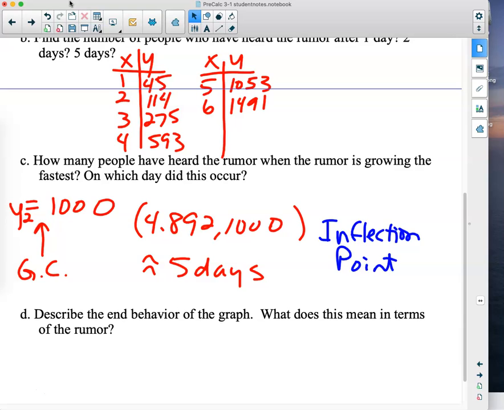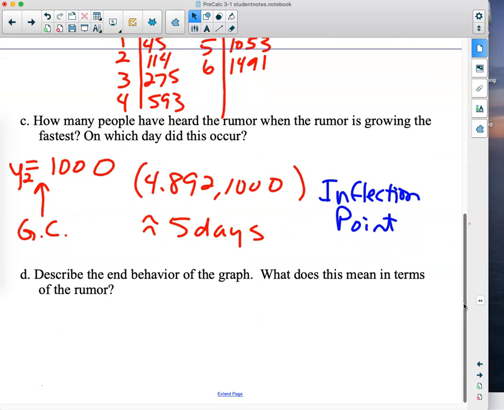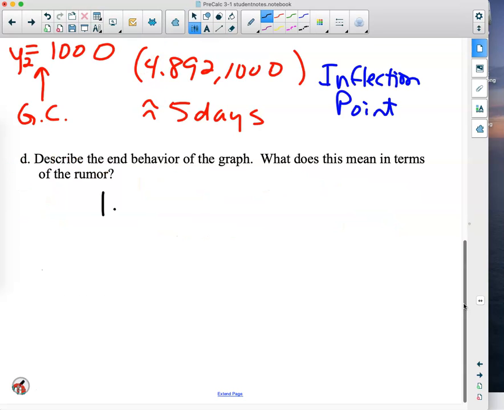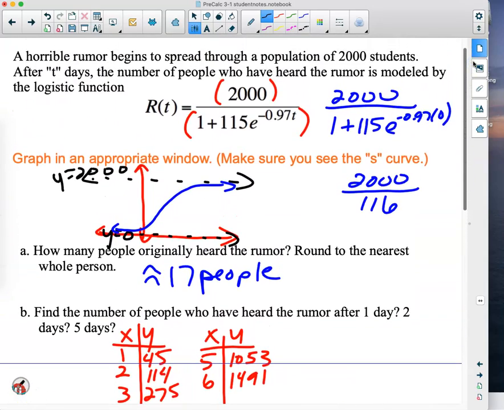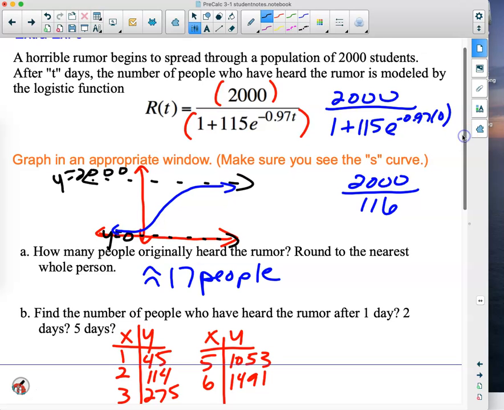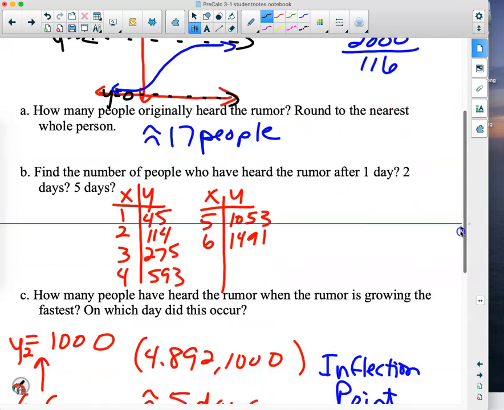D says, describe the end behavior of the graph, and what does this mean in terms of the rumor? All right, so we want the limit as, and they used t, so let's stick with that, t approaches negative infinity, and they called this one r of t. So we always want to make sure we're using the correct notation. This just goes all the way back up to the top of the page, where they called it r of t instead of sticking with f of x, and they use t for time.